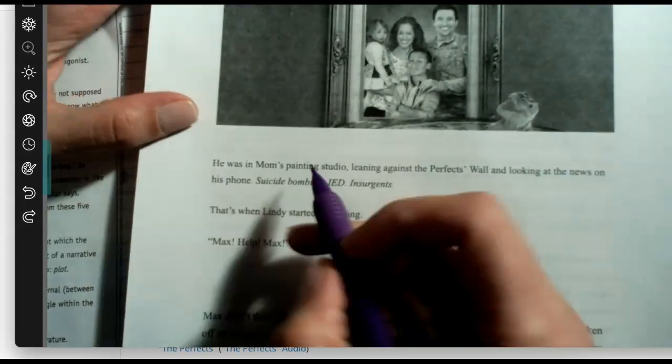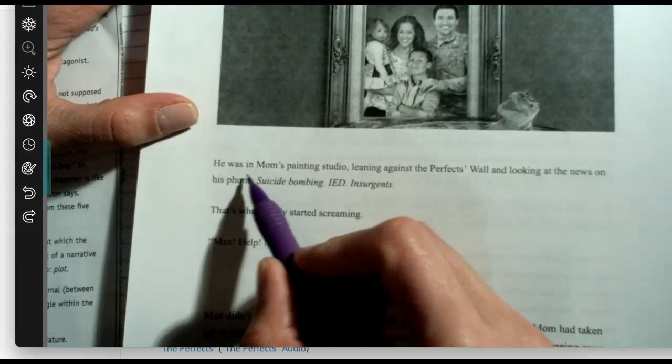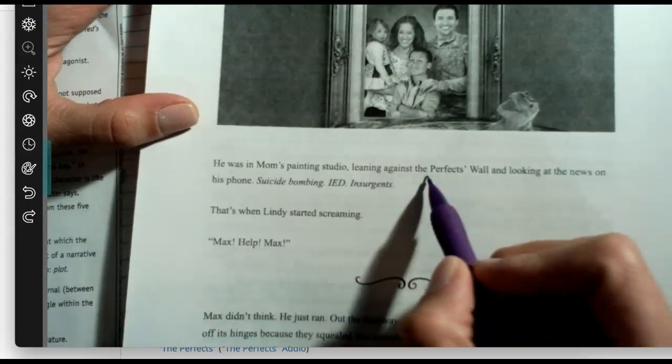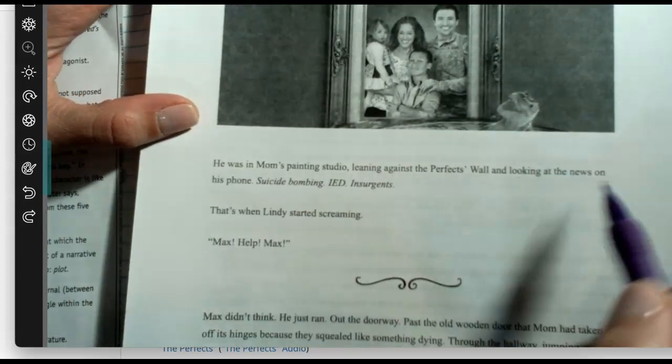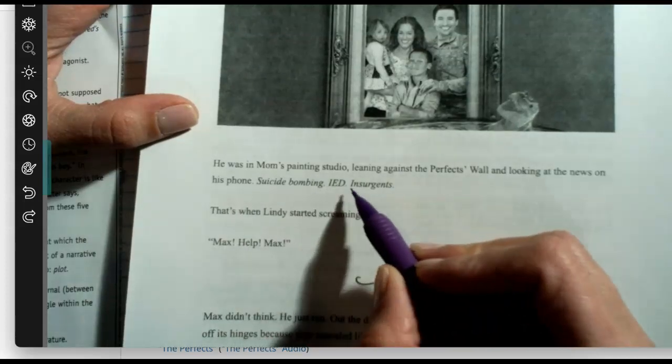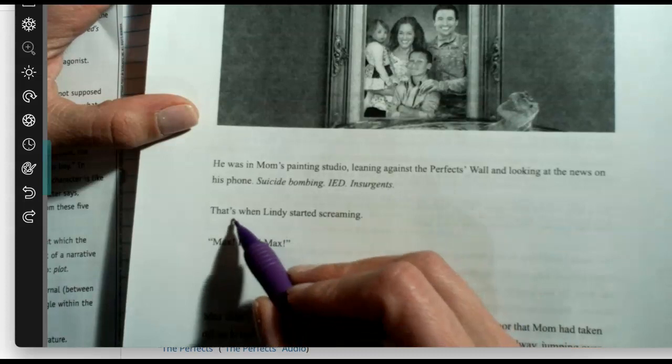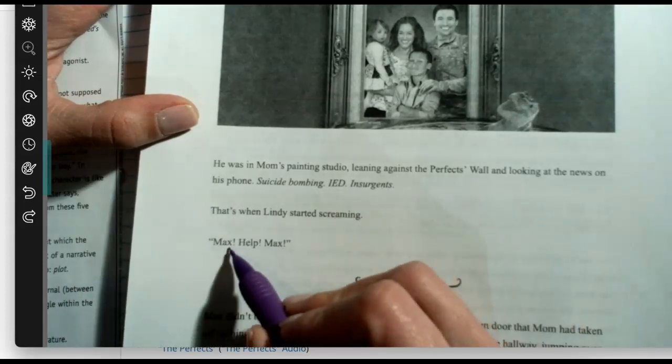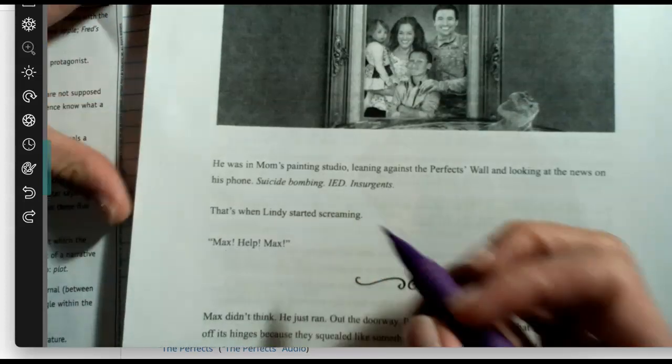He was in his mom's painting studio, leaning against the Perfects wall and looking at the news on his phone. Suicide bombing, IED, insurgents. That's when Lindy started screaming, "Max, help, Max!"